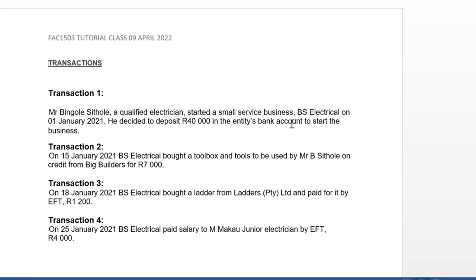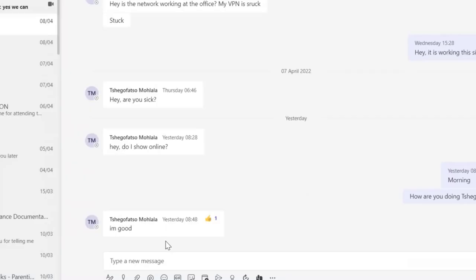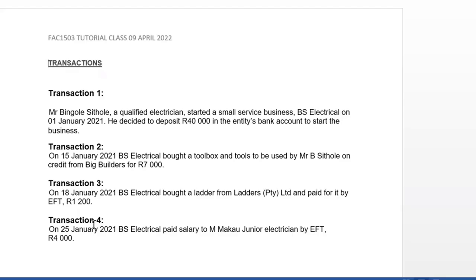Transaction one is saying to us, we're going to look at transaction one. It's saying Mr. Bongile Sithole, a qualified electrician, started a small service business. His business name is BS Electrical. On the 1st of Jan 2021, he decided to deposit 40,000 in the entity's bank account to start the business.